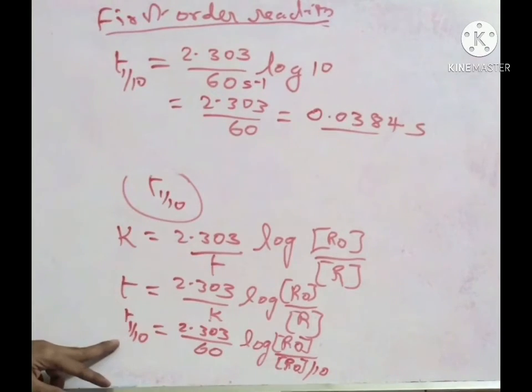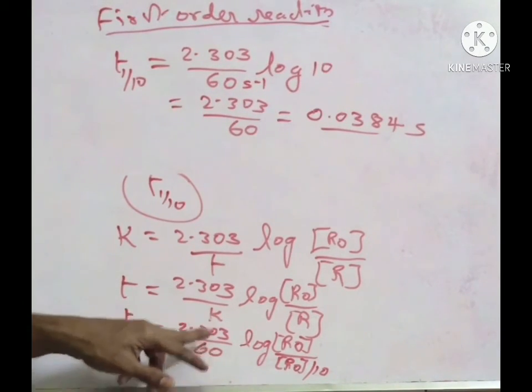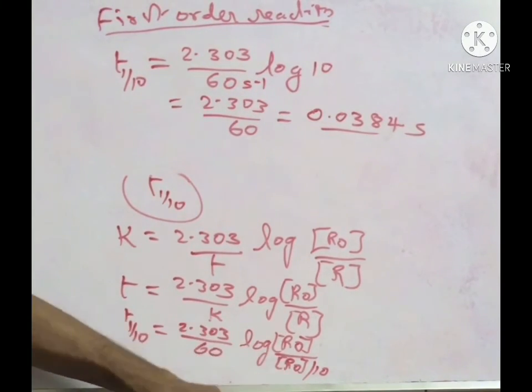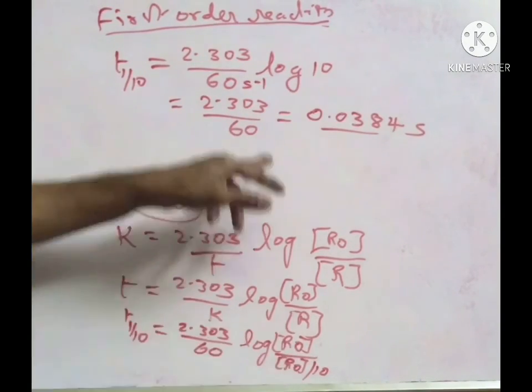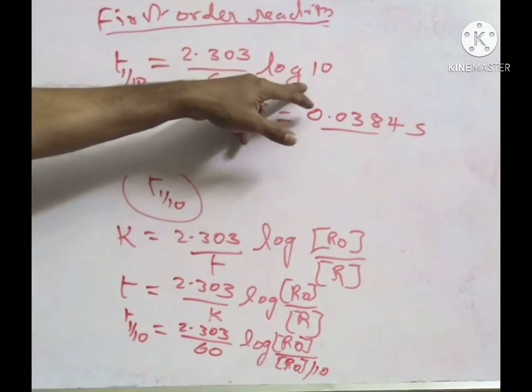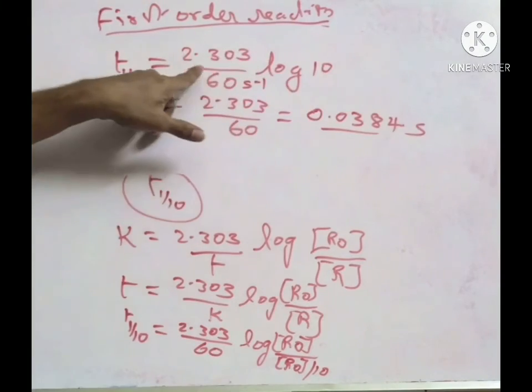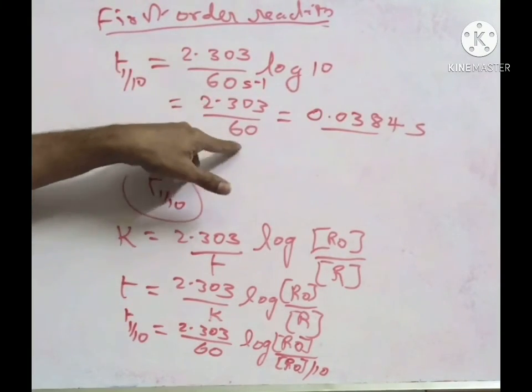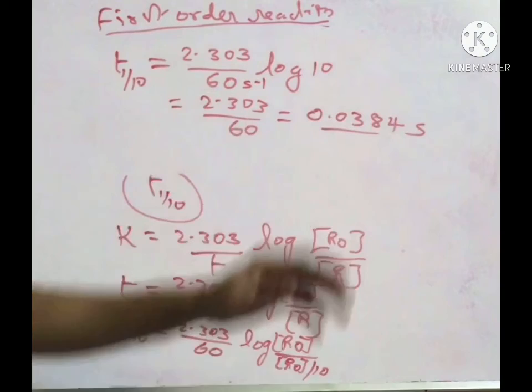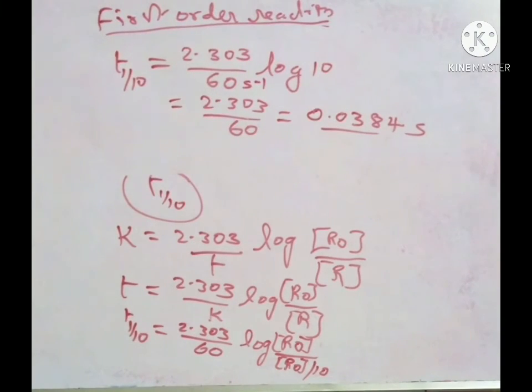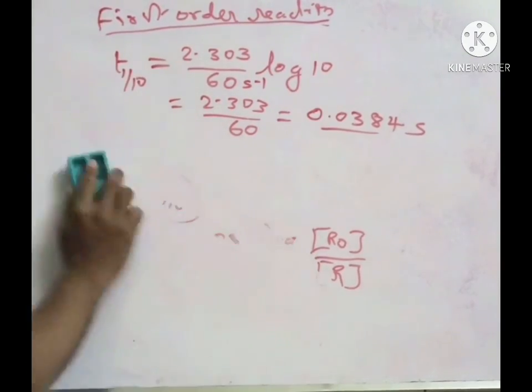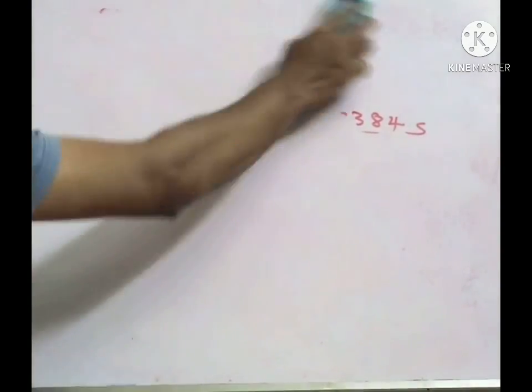That time, they asked. So as per this equation, 2.303 by K, as it is 60, log R0 by R0 over 10. 10 goes to the top, then log 10 base 10 is 1. So you have 2.303 by 60, you do the division, then you will get 0.0384 seconds. Okay, so this is the way this question can be answered. This is a first order reaction rate constant, time period. So they have asked.